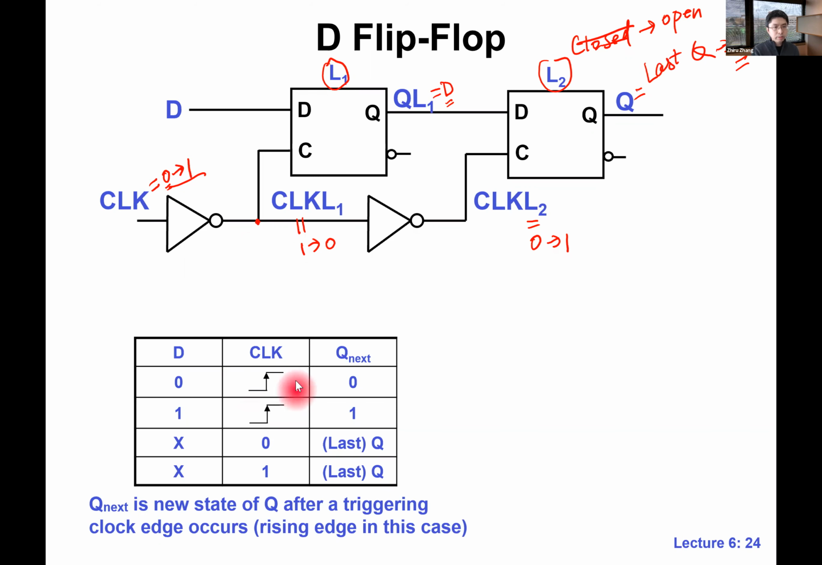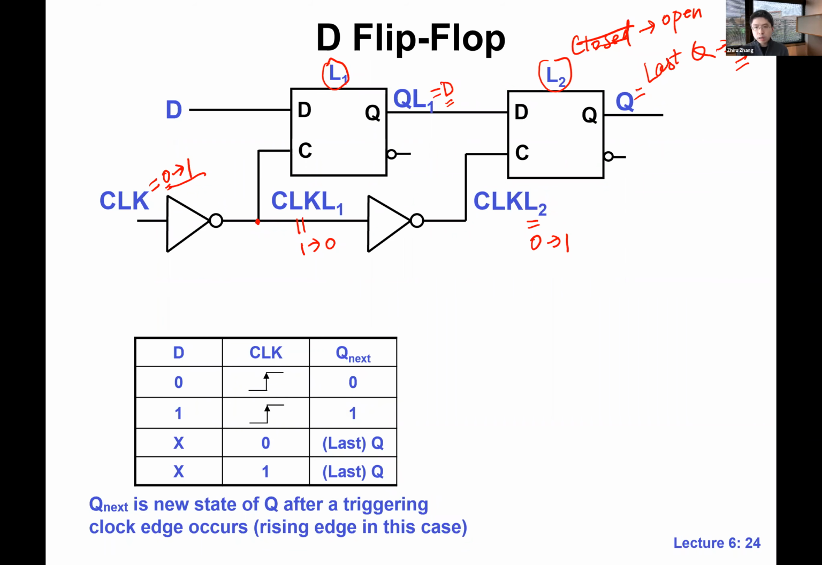Only when we have an edge, Q will reflect D. Otherwise, we are holding. Okay.